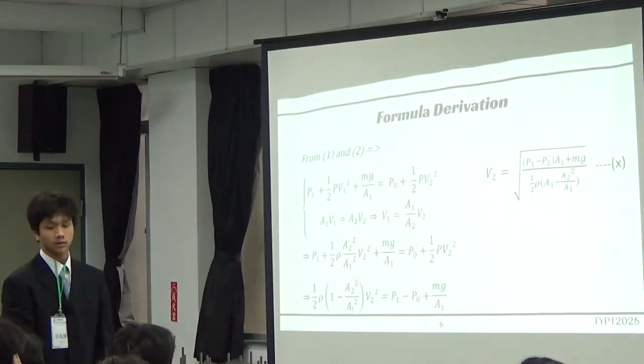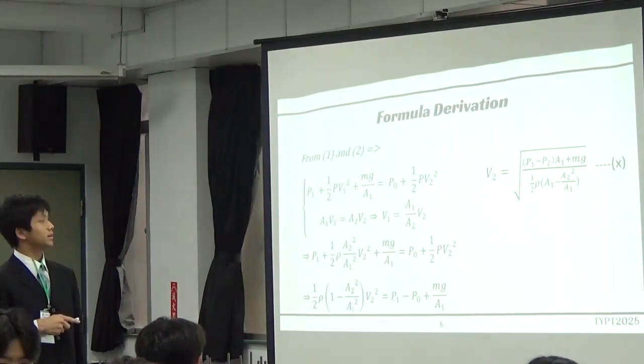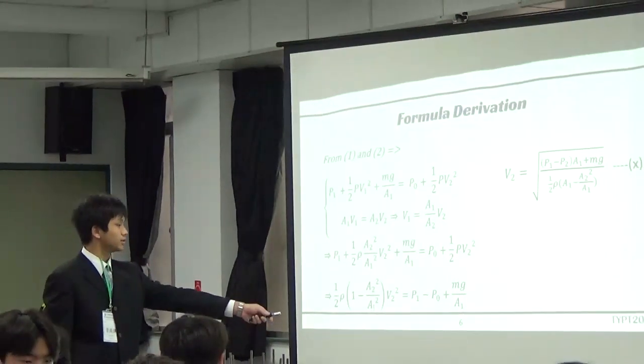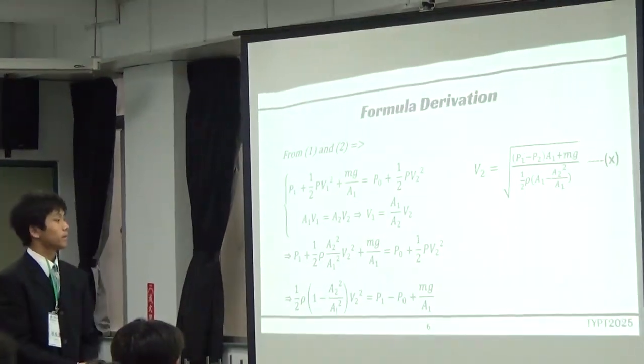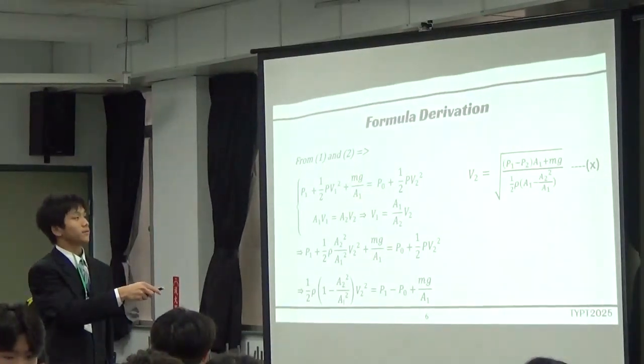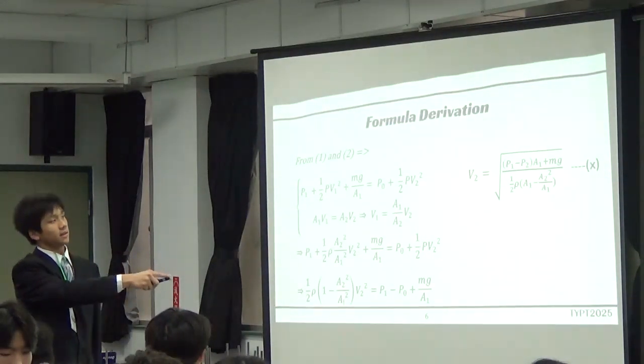This is the formula derivation. By using the first equation and the second equation, we can analyze it into this, and we can get that the velocity of the fluid flying out of the bottle will be this, and this will be used later on.